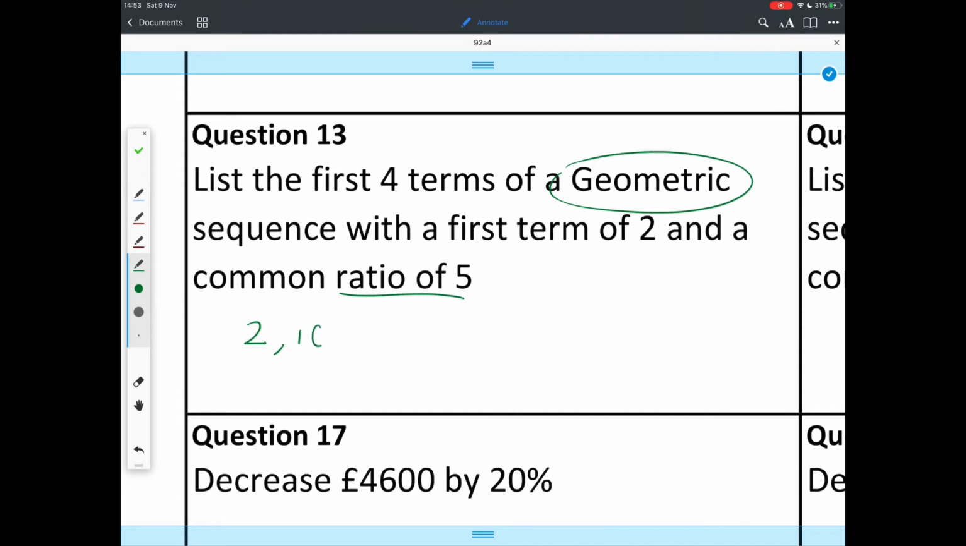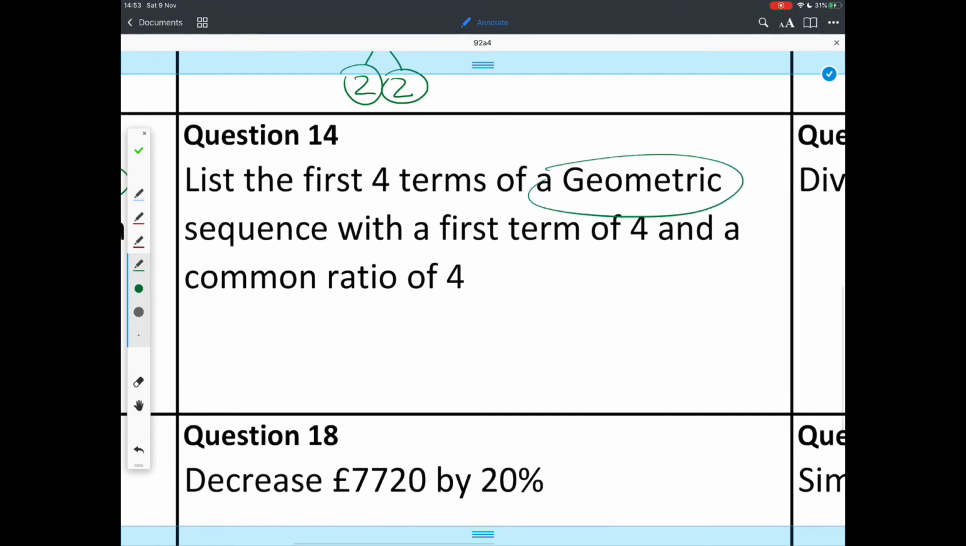So 2 times 5 is 10. 10 times 5 is 50. What's the 4th term? 50 times 5 is 250, okay? So you can see it gets a lot bigger, a lot quicker, okay? But that process is still the same.